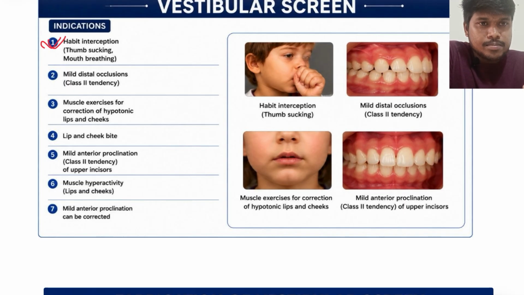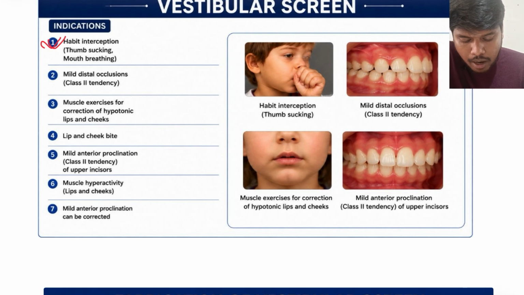Class 2 tendency means the patients who have proclined incisors. Proclined incisors occur in patients with weak, hypotonic lower lips. The lips are so weak that the pressure falling on the teeth is very weak, so the incisors tend to move forward. So we give the vestibular screen so that the force acts on the teeth, and the tendency of class 2 becomes class 1.